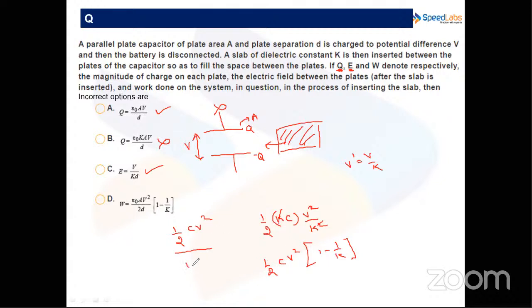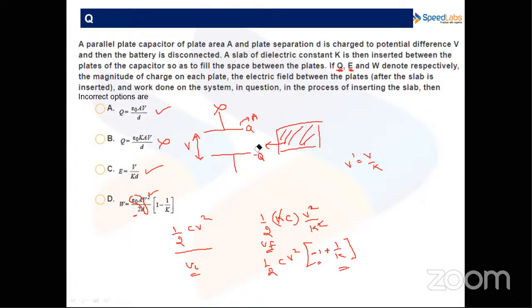Wait a second. This is initial and this is final. So we have to do final minus initial. So this is minus 1 and plus. So 1 by K is less than 1 and this is greater than 1. And in our options, everything else is same. This is half. C is epsilon naught A by D, original C, V square, 1 minus 1 by K. But this is not work done on the system. Work done on this system is negative. We are doing negative work.